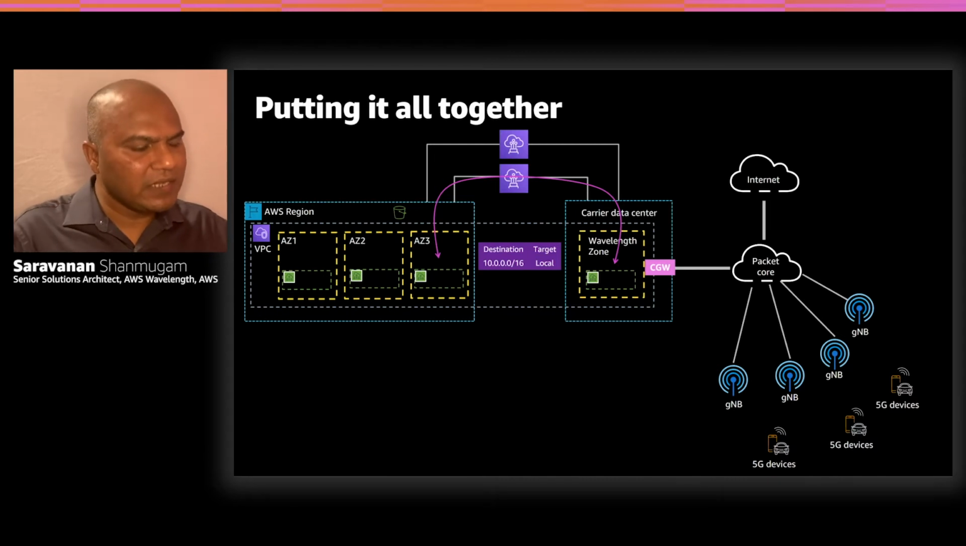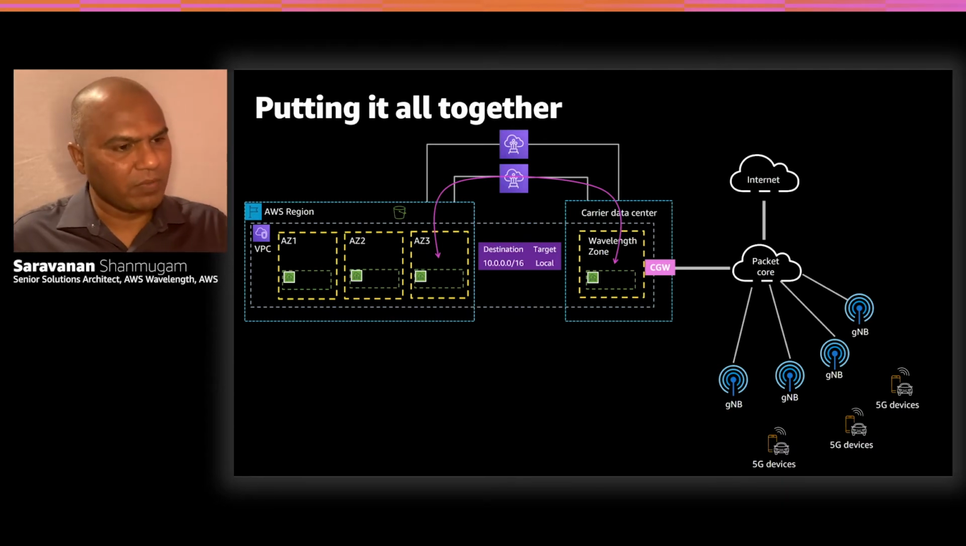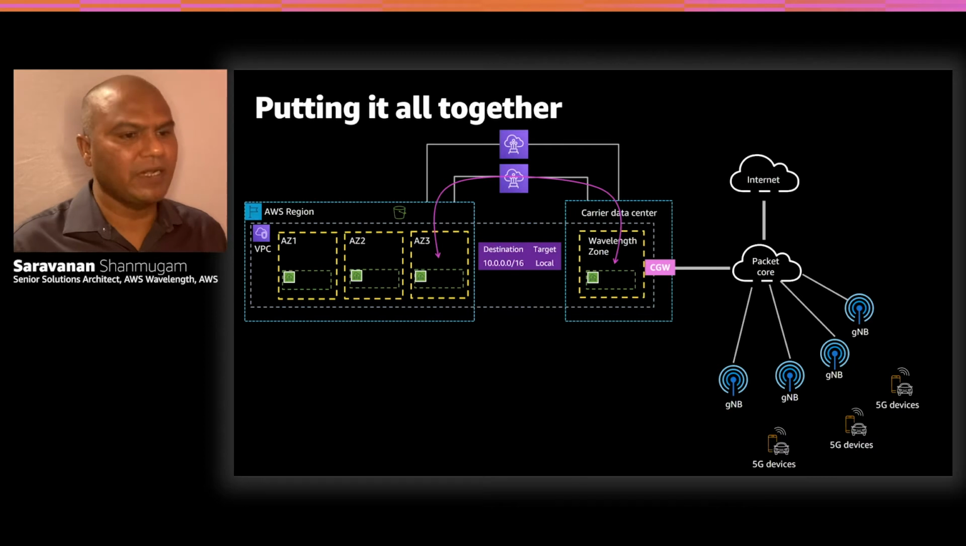As you do that, the default VPC route table seamlessly extends to the wavelength zone as well. When I say extends, any packet that originates from the wavelength zone is treated as a packet originating from any subnet or any AZ in the region. So packets can be seamlessly routed back and forth between an AZ in the region and a wavelength zone in the carrier data center. Customers do not have to do anything in terms of routing their traffic from a wavelength zone back to the region. That simple it is.